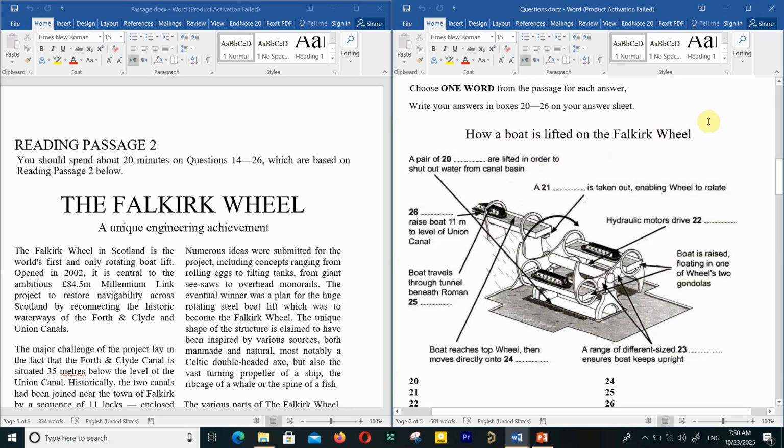You have to coordinate the most important keywords for this question. So this is how a boat is lifted on the Falkirk Wheel. The whole passage is about the Falkirk Wheel, so this is not a great keyword to look for. But for question 20, you can see a pair of. A pair of means two. So this is a great keyword to look for in the whole passage.